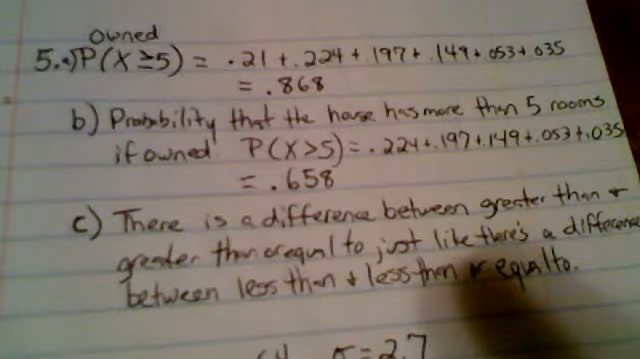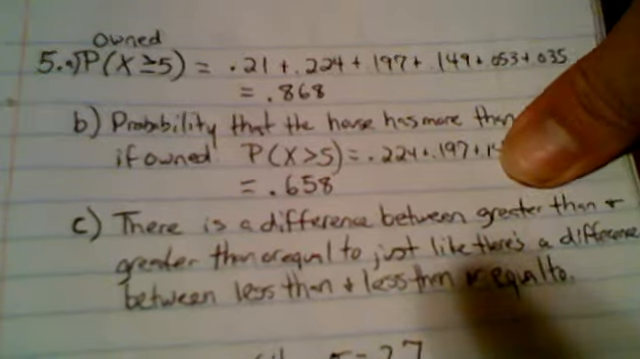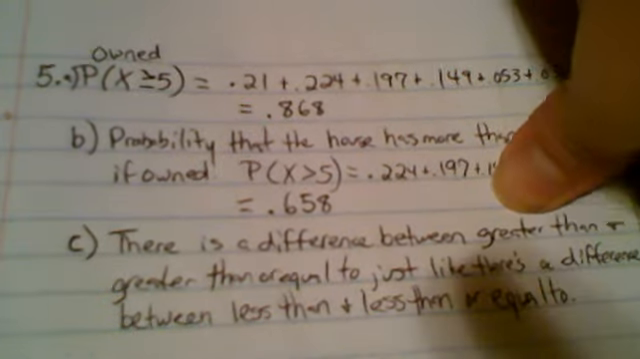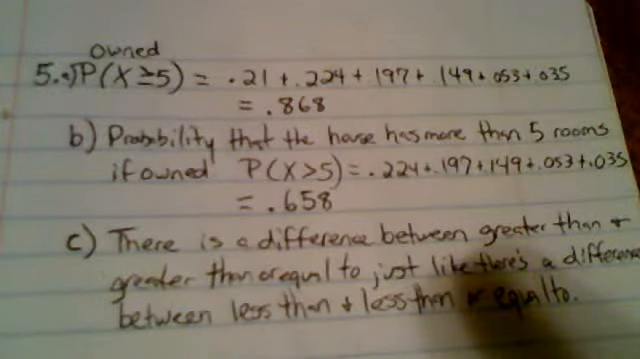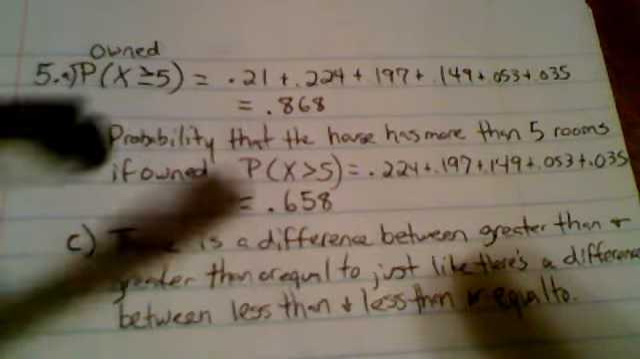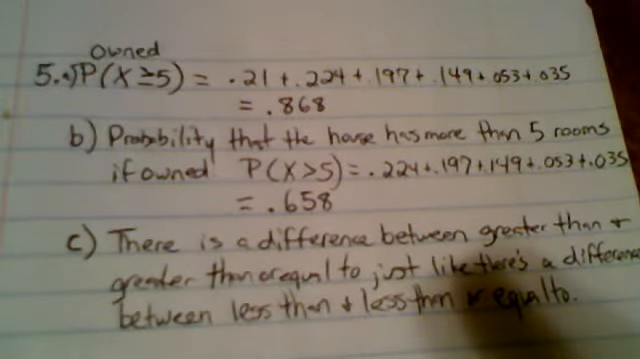Then C says, what's the difference between A and B? So notice, in A, it was greater than or equal to. In B, it was greater than. Those are not the same. There's also a difference if we do less than and less than or equal to. That only happens when we're talking about discrete random variables. So in continuous random variables, there will not be a difference between the less than and the less than or equal to sign, and the greater than and the greater than or equal to sign. That's hard to imagine, but there's not. But in discrete random variables, there is a difference, just like you can see the difference right here, in 1 through 5. So now you're going to go and do 6 through 10.